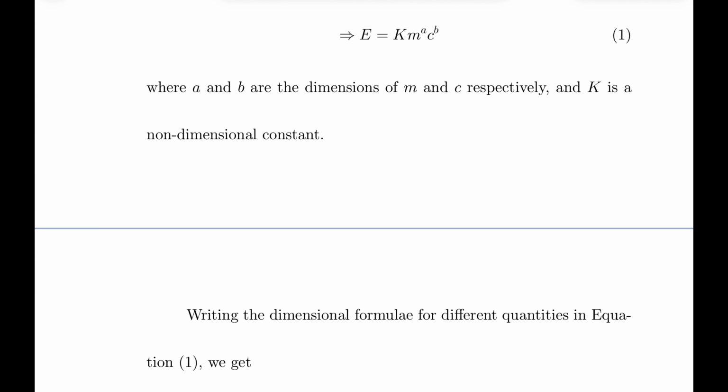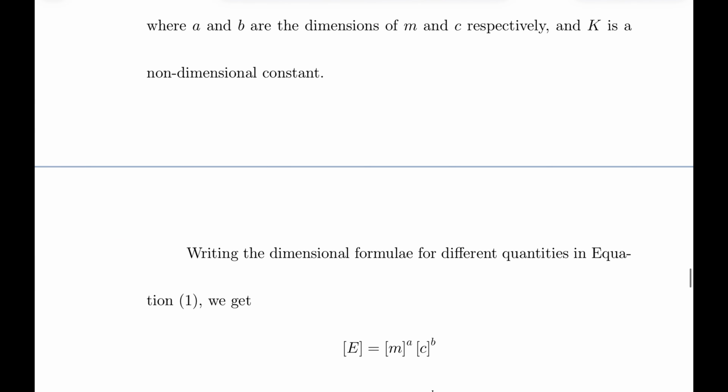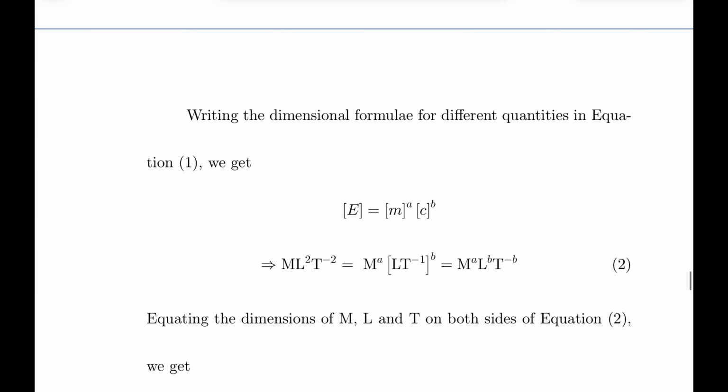Clear? Now write the dimensional formula of all the quantities in equation 1. So we get the dimensional formula for E equal to m to the power a, c to the power b, in square brackets. For energy, we have M L square T to the power minus 2. For mass, we have M to the power a, and c is the velocity. For velocity, we have L T to the power minus 1 whole to the power b. So this is M to the power a, L to the power b, T to the power minus b.